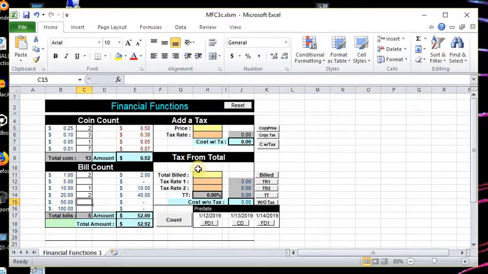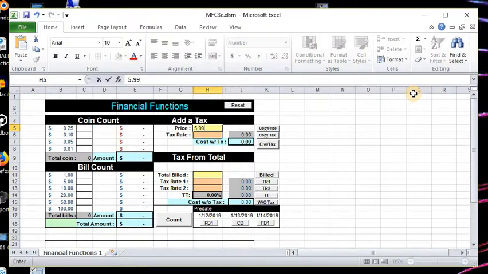Now, up here, I'm going to reset it, and I'm going to say that I want to calculate some taxes. So, say that you're in a store and you want to pay 5.99, but the state tax rate is 6%. So put it in there like that. Then what happens is it breaks it out.